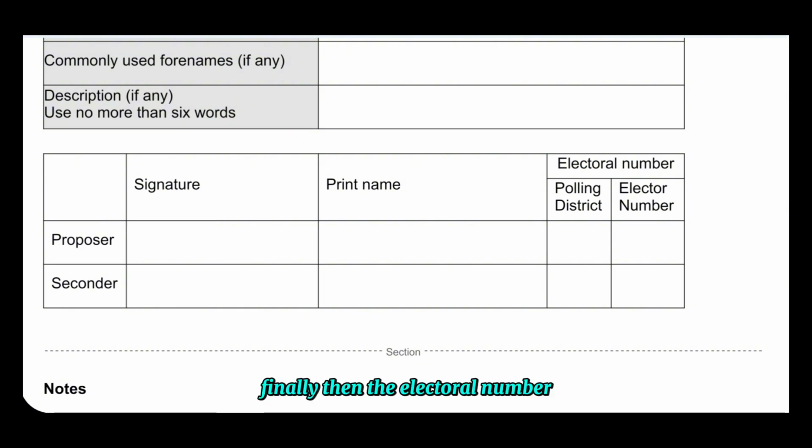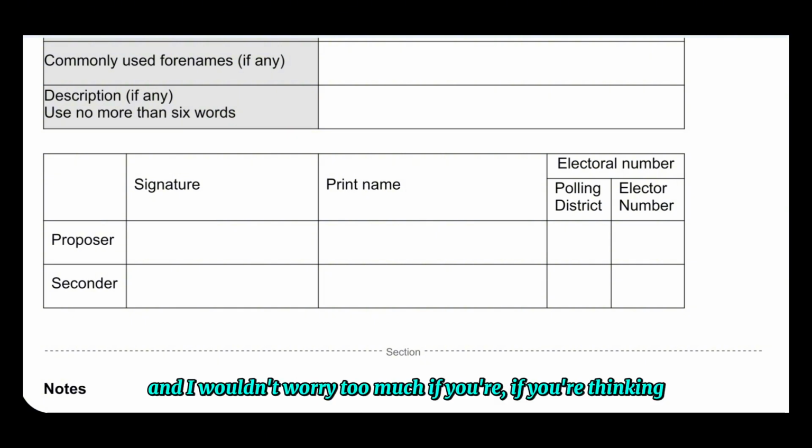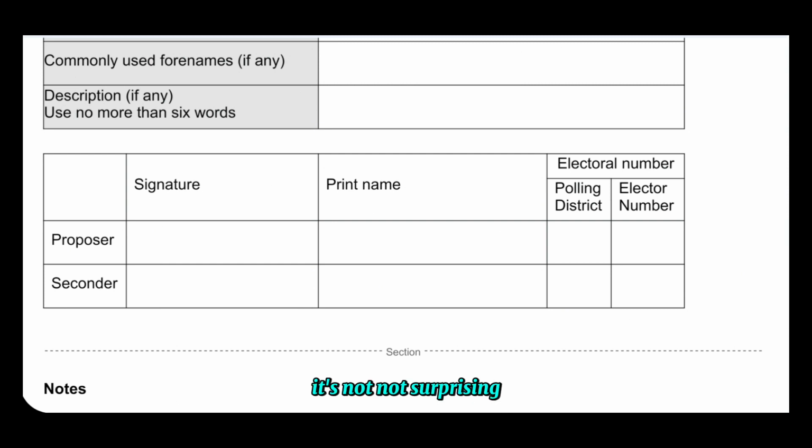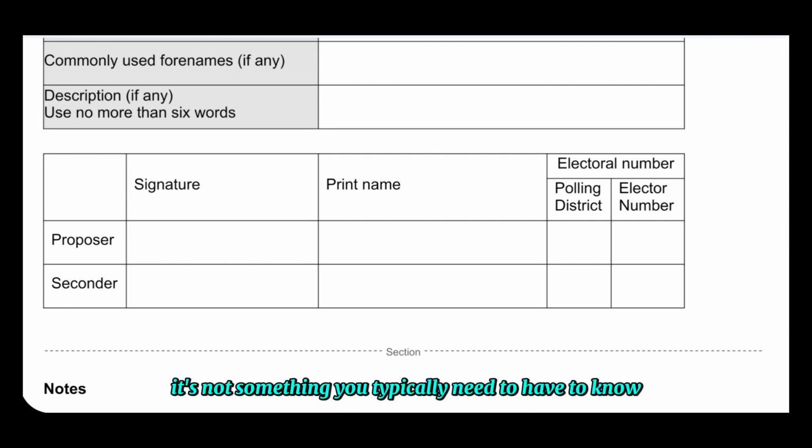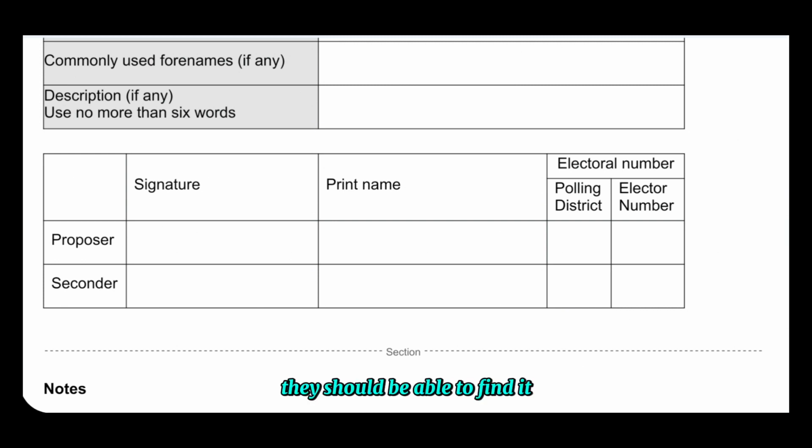Finally, then, the electoral number, and I wouldn't worry too much if you're thinking, well, how on earth would you find that? It's not surprising. It's not something you typically need to know, need to have, but there are ways to provide that. So firstly, if you reach out to the team in the town council offices, and I'll pop their details in the description, they should be able to find it. Alternatively, you can contact the S.O.D.C electoral team, and again, I'll pop their details into the description.